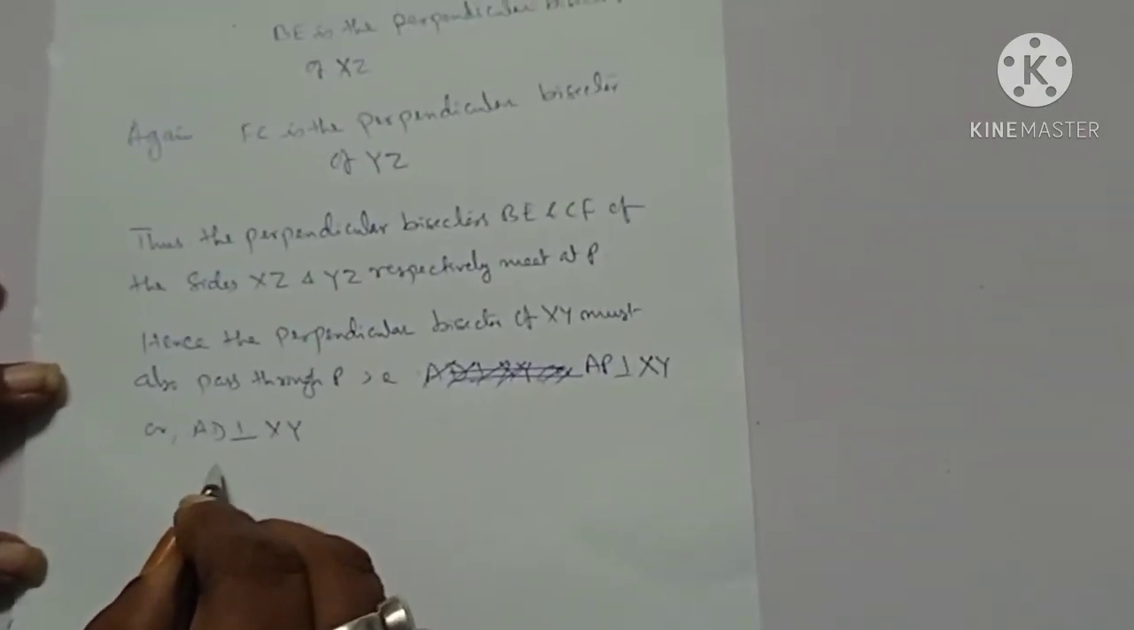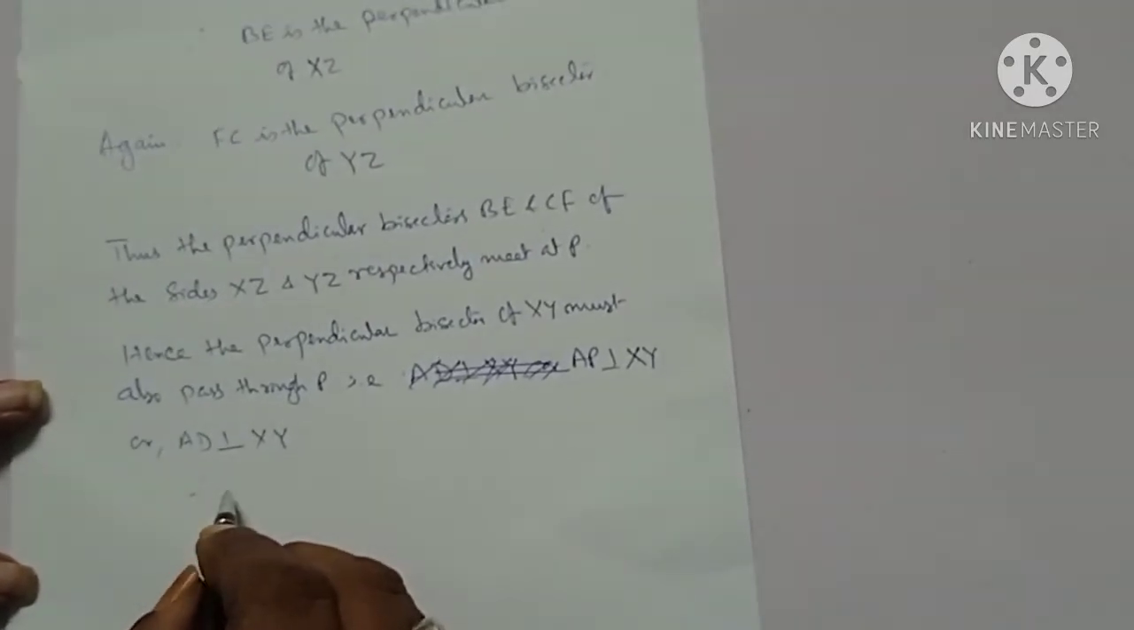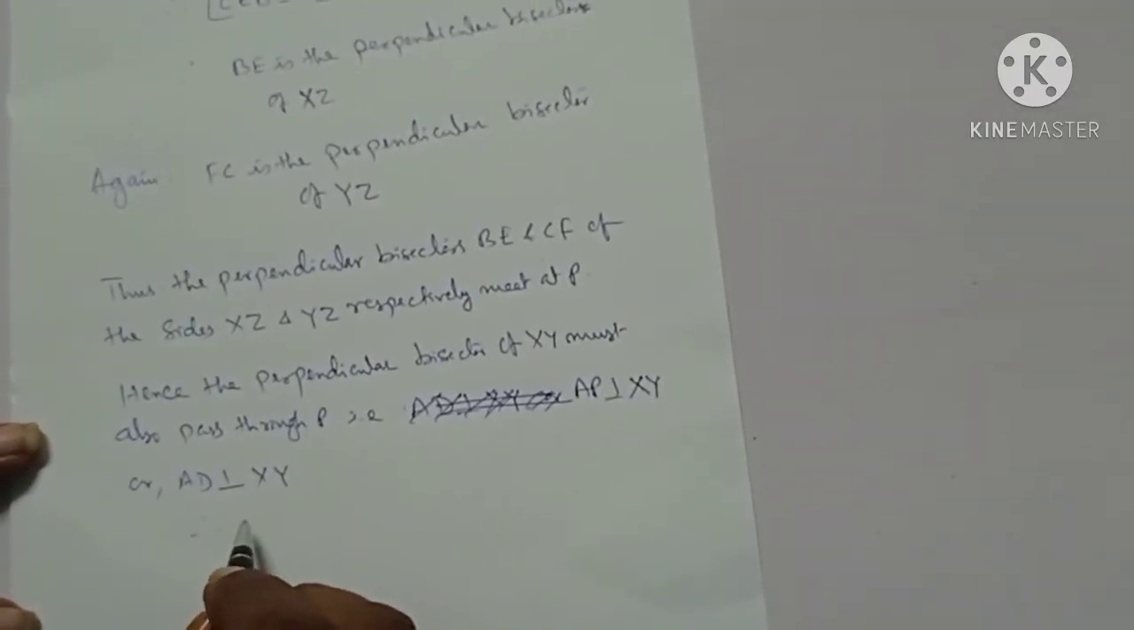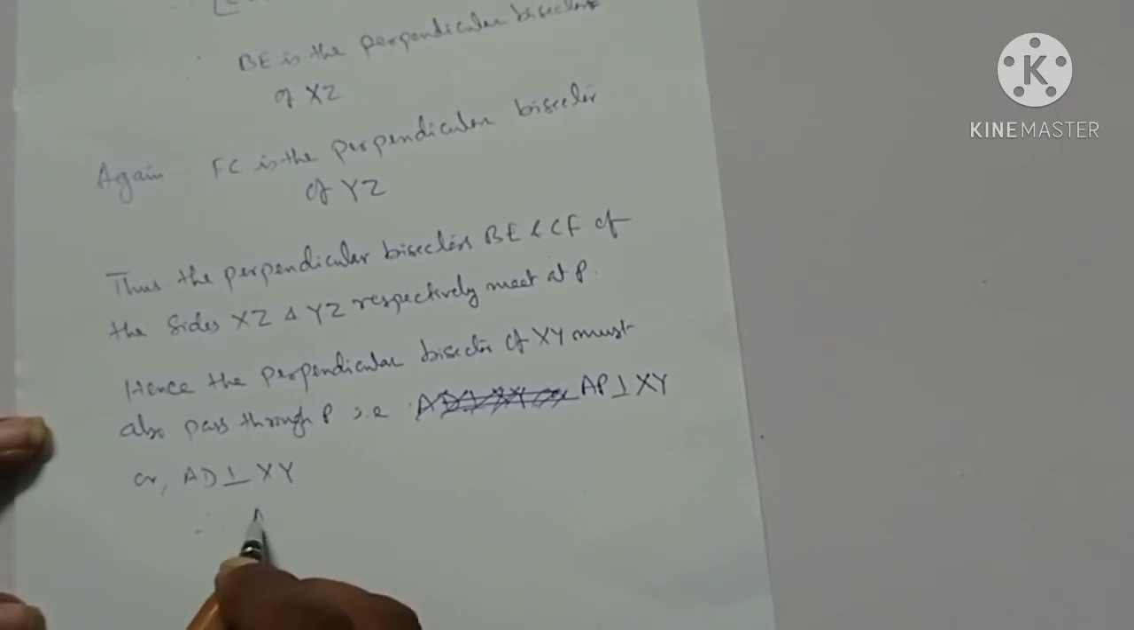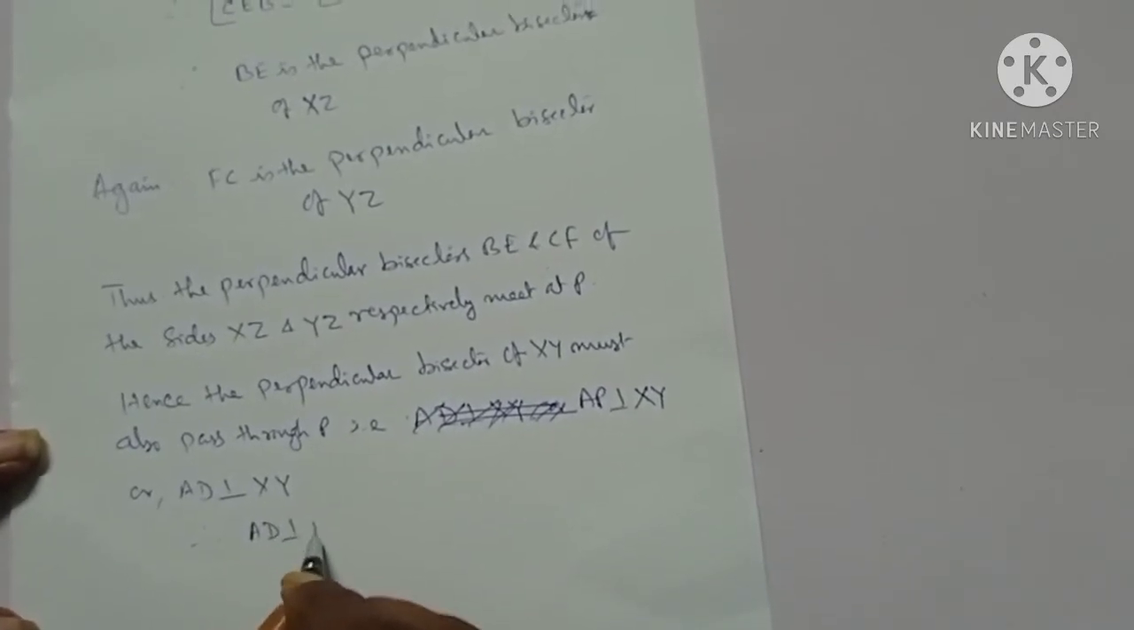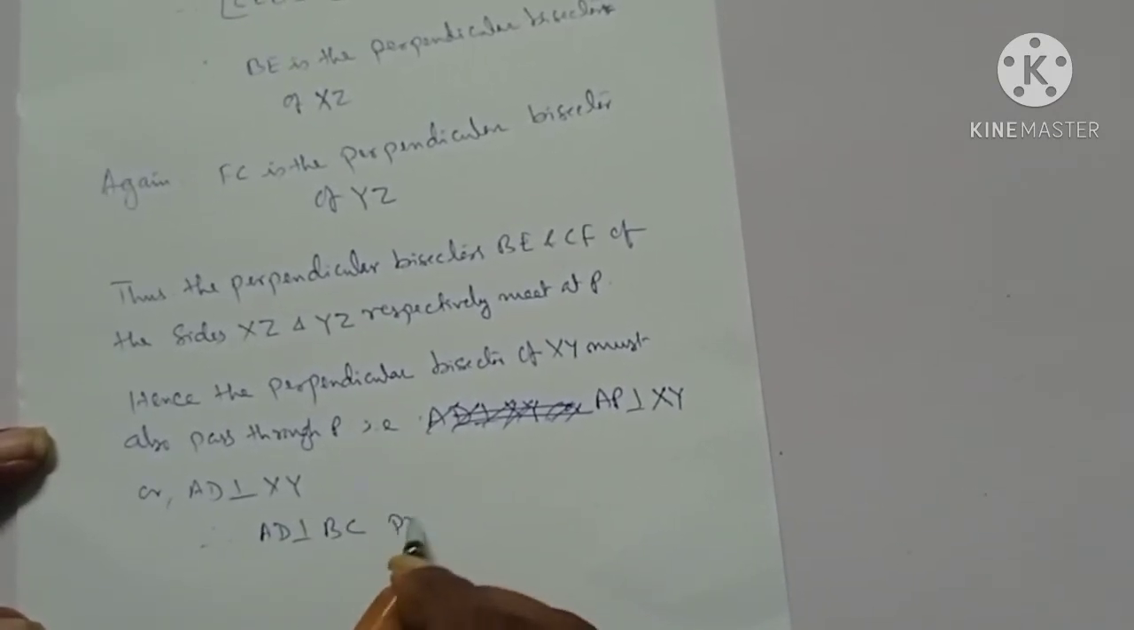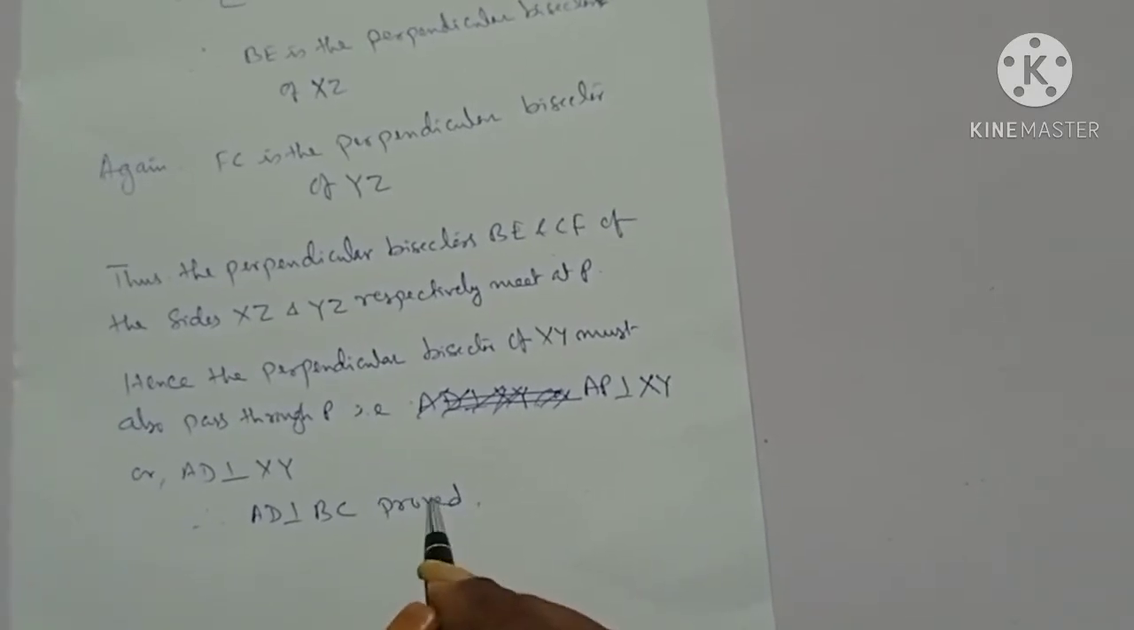Therefore AD is perpendicular to BC. Proved. Now let me repeat here what we have done, you see.